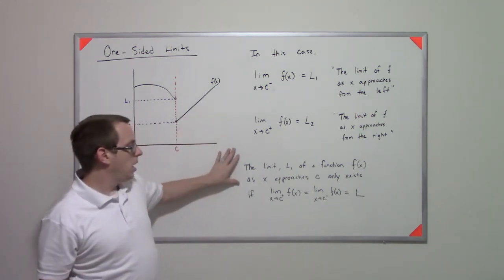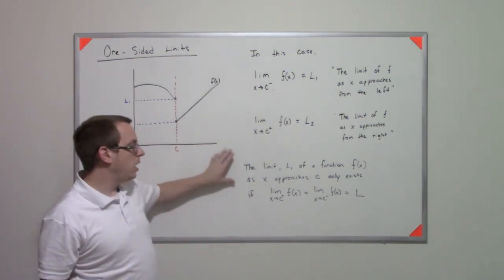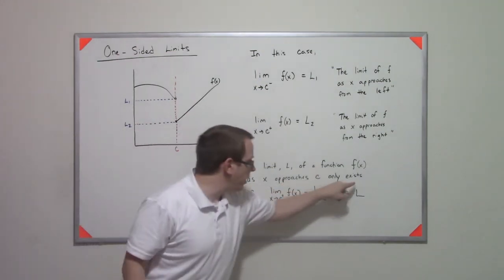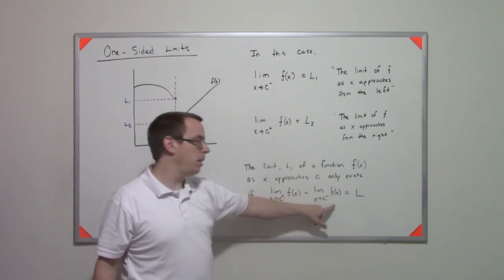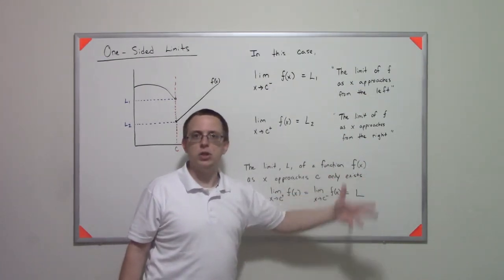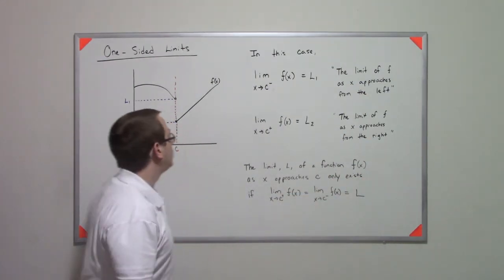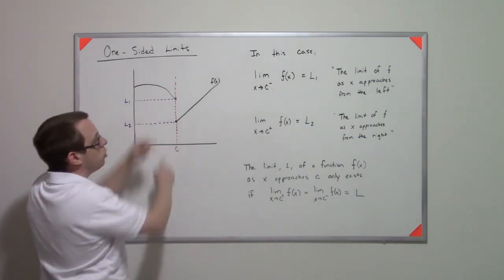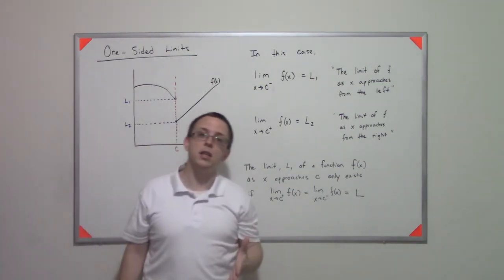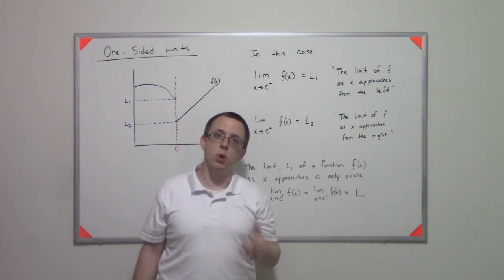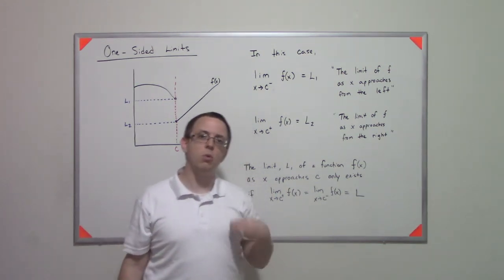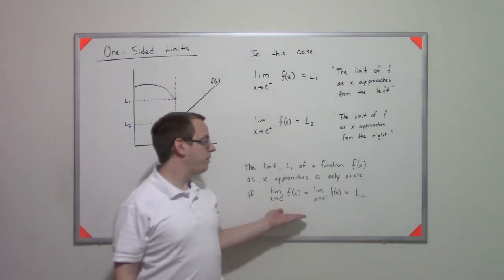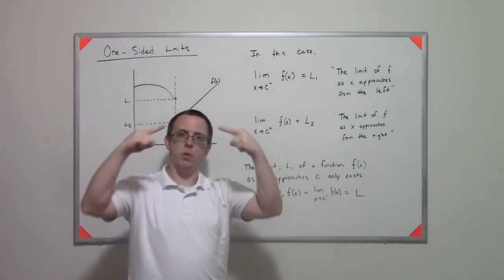Because when we want to check the limit, it only exists if the right hand limit equals the left hand limit, and it's some finite number. So in this case, notice that L1 and L2 are not the same. So we would not say the limit exists as x approaches c for f. We want to get to the case where that's true. Using left-handed and right-handed limits helps us determine whether or not we get there.